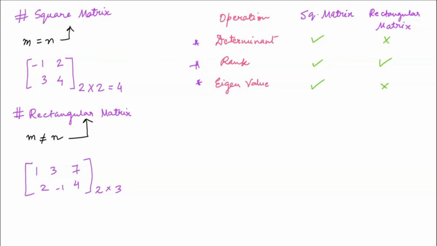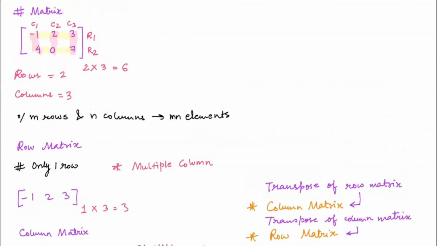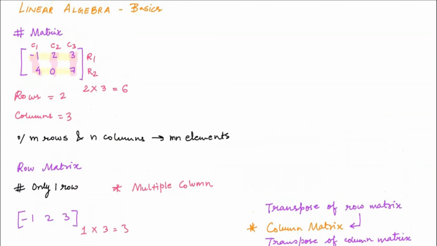So I hope you have understood all the concepts dealing with the basics of linear algebra which we have covered today. We have covered the basic and foremost concepts, like what is a matrix, what is a row matrix, what is a column matrix, what is a square matrix, and what is a rectangular matrix.